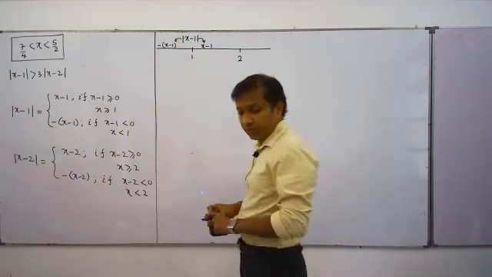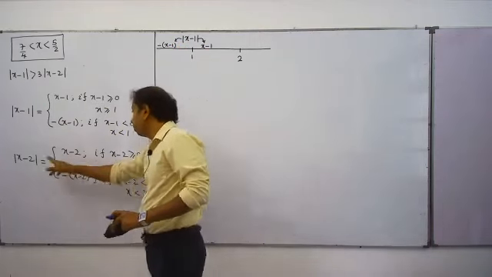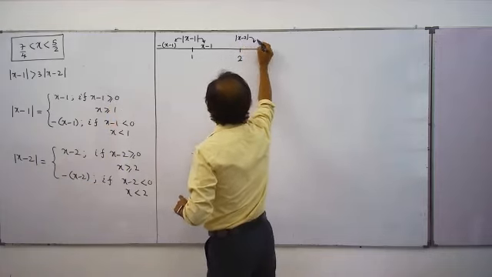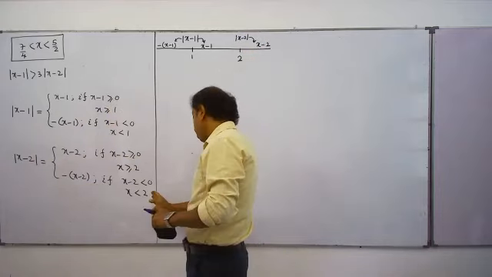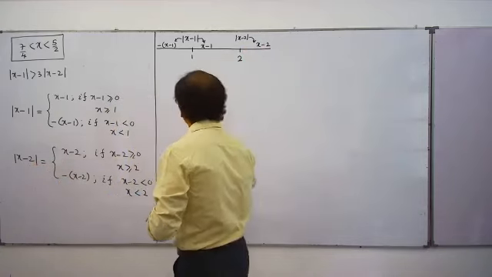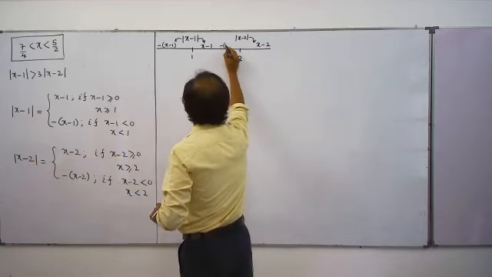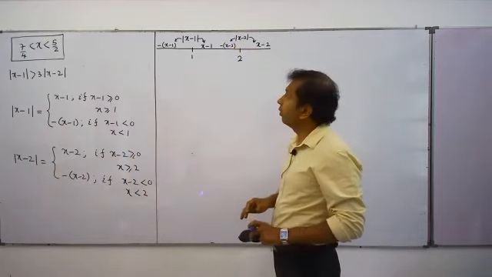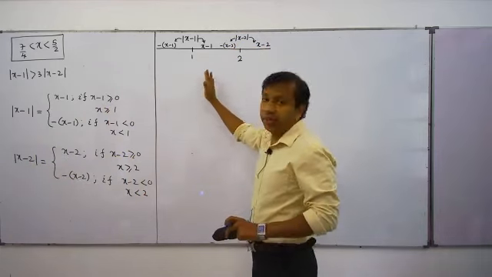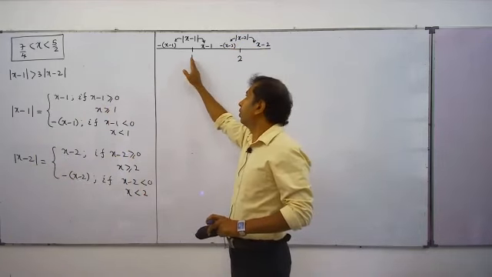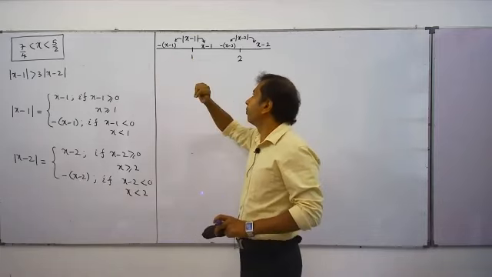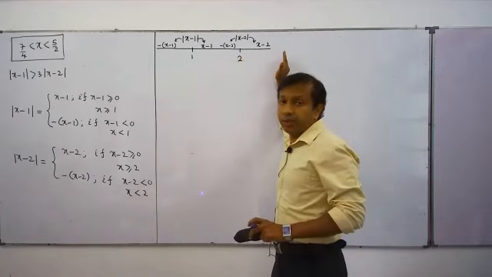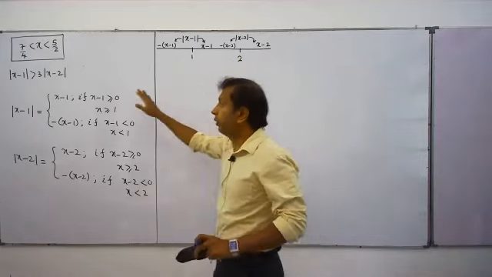Mod x minus 2, people. On the right of 2, mod x minus 2 is x minus 2. On the left of 2, mod x minus 2 is minus x minus 2. Now, once we mark this way on the number line, people, there are 3 regions. What are the three regions now? Left of 1, less than 1. Between 1 and 2. Greater than 2. They are the regions. Now, in each interval, we have to solve this inequality given.